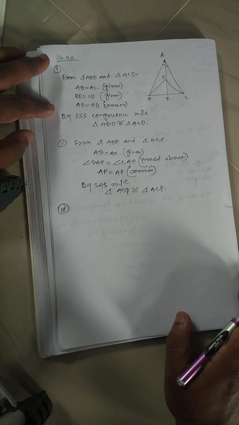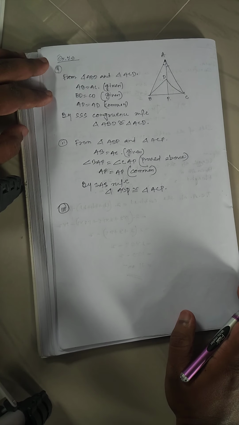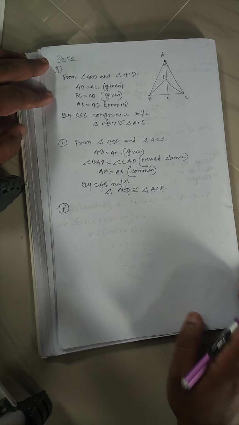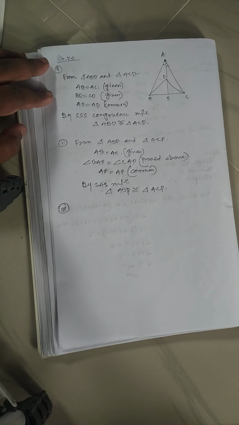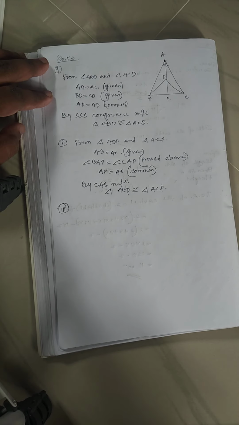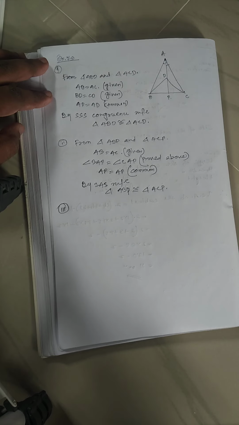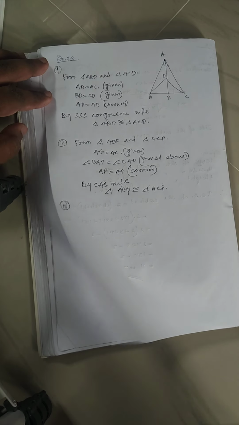Number 3 is AP bisects angle A as well as angle D. To prove this part, at first we have to prove triangle ABD is congruent to triangle ACD. First we proved ABD and ACD are congruent. If they are congruent, then we can say that angle BDA equal to angle CDA, and angle BAD equal to angle CAD, by CPCT. Since these two angles are equal, we can say that AP bisects angle A as well as angle D.